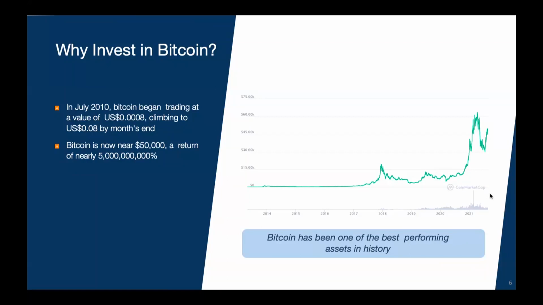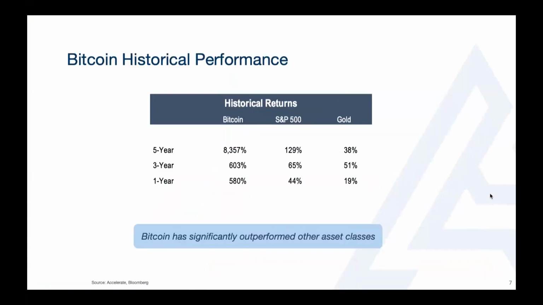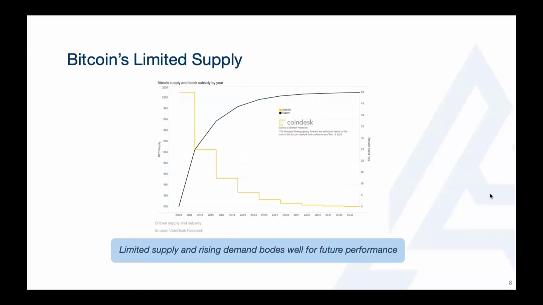So certainly it would have been an attractive trade if you were there in the early days, but in my opinion, it still represents an attractive asset to allocate capital to, but nonetheless has been one of the best performing assets in history. Just looking at some of the returns here, Bitcoin on the left, 1-year return 580%, 8-year return of over 5-year return of over 8,000%, compares favorably to both equities, the S&P 500, and precious metals, gold. So some significant outperformance there, at least on a historical basis, both short-term and long-term. And this is one of the main reasons.